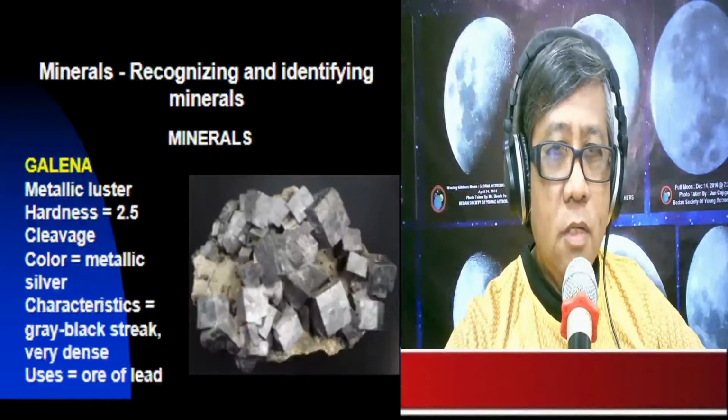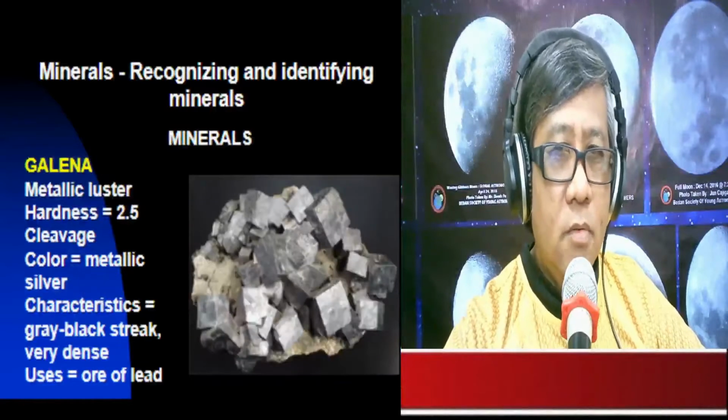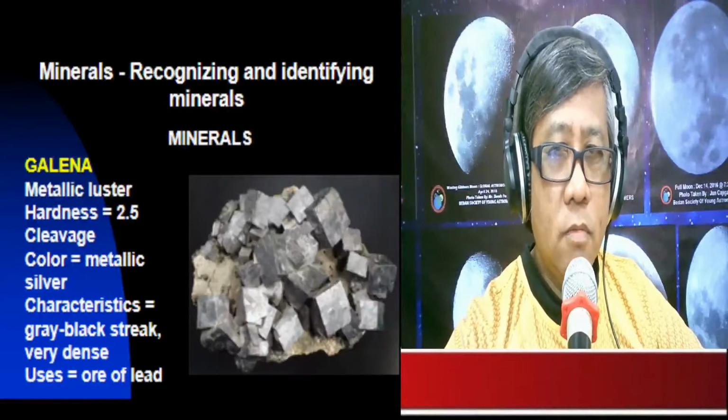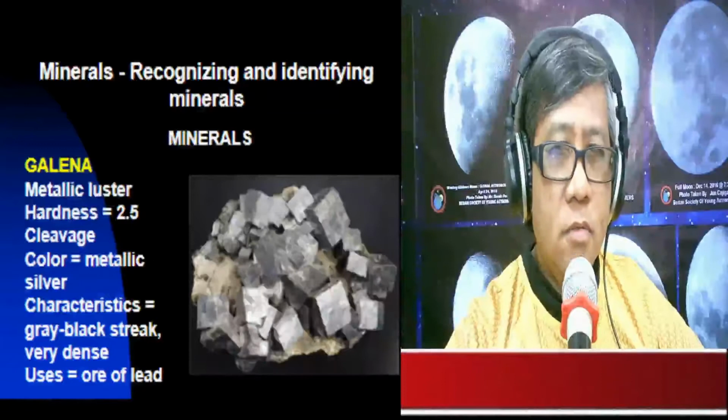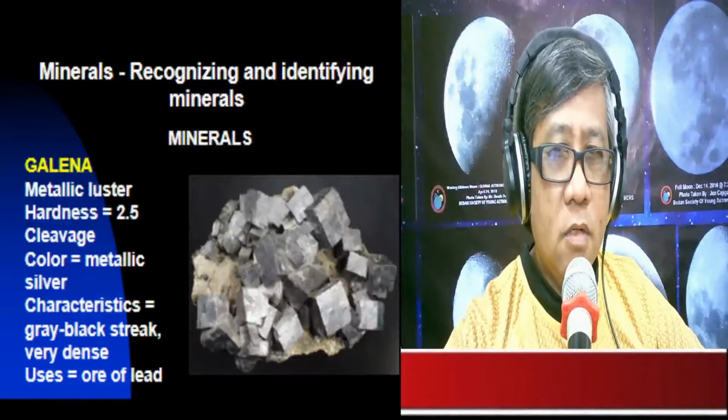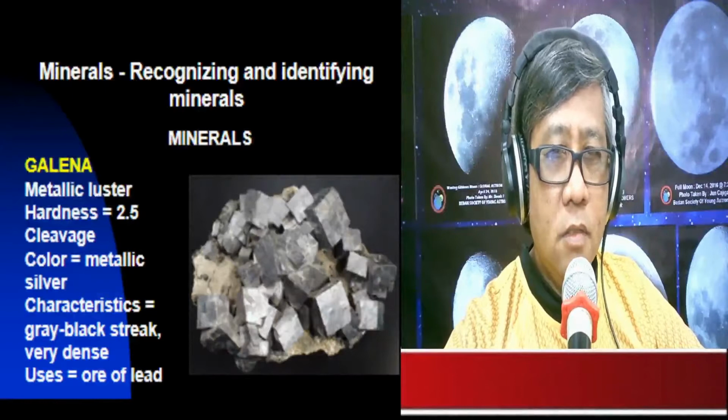Okay, so another example is galena. Now, galena exhibits a metallic luster, and in terms of hardness, galena has a hardness of 2.5, so that's rather soft too. And galena also exhibits cleavage. And in terms of color, galena exhibits a metallic silver coloration. And other characteristics includes the following. Galena exhibits a gray-black streak, is dense, and galena is used as ore of lead.